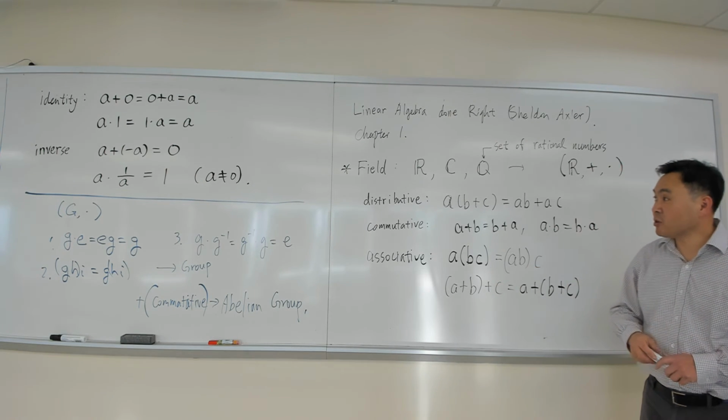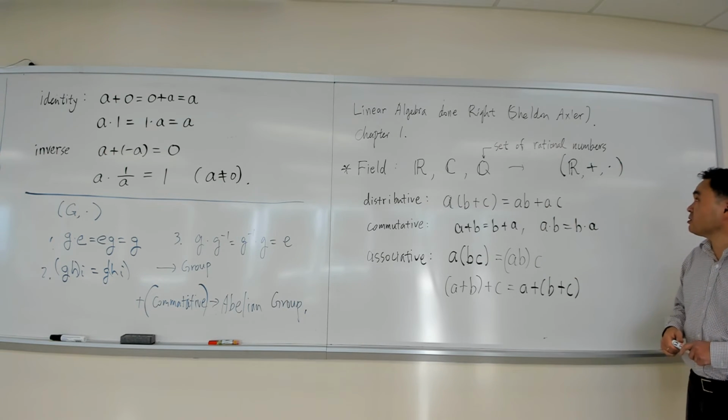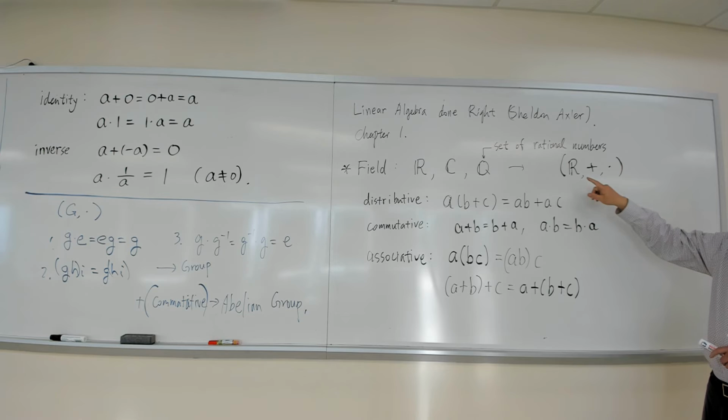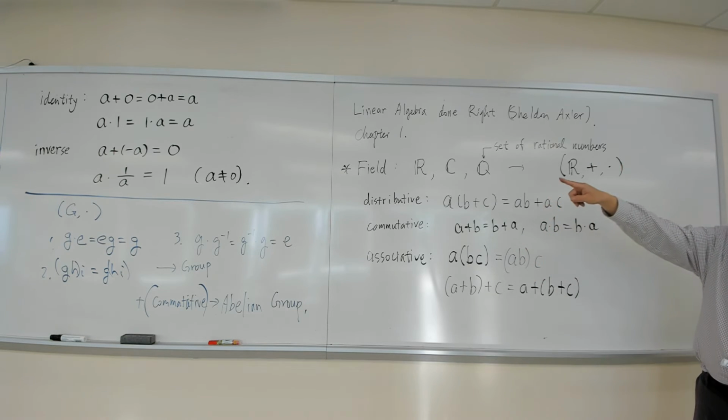And in that viewpoint, there's another language to describe what a field is. A field is a set with two binary operations, addition and multiplication. The set with addition is an abelian group because it has commutativity and it also has additive identity and additive inverse. So R plus is an abelian group.